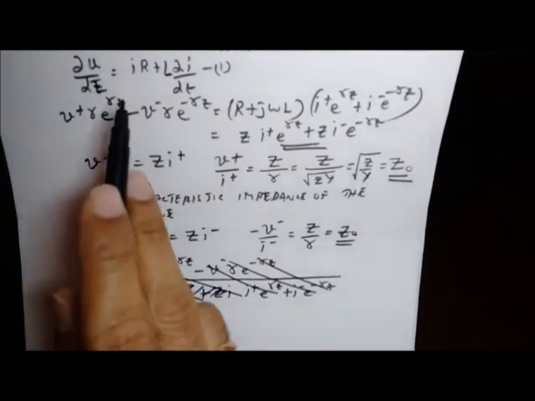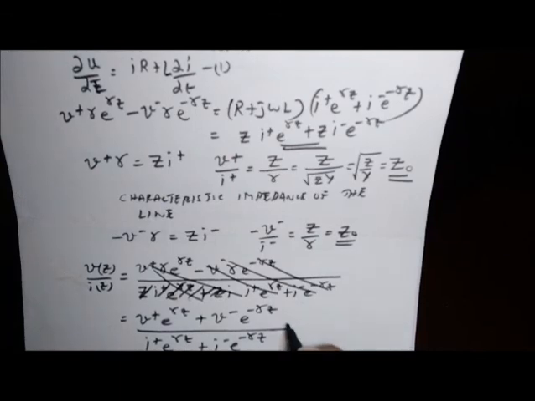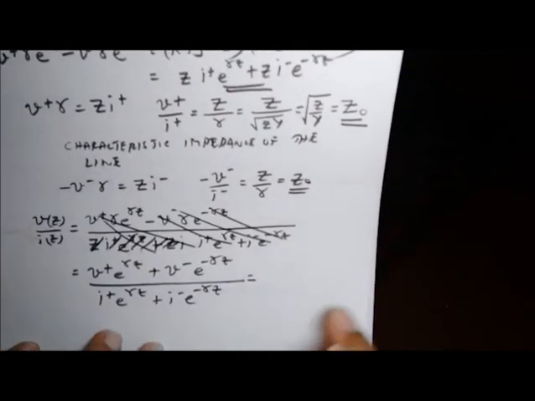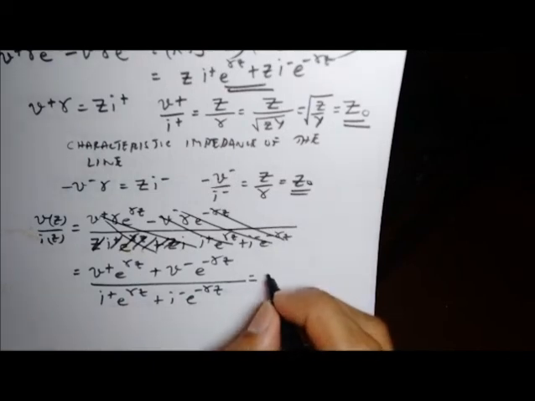So the Vz expression I have is V plus e power gamma Z, the gamma I wrote here earlier by mistake, minus V minus e power minus gamma Z, divided by I plus e power gamma Z plus I minus e power minus gamma Z. It's a simple thing, I just wrote the wrong terms. So now we will divide both numerator and denominator by V plus e power gamma Z.